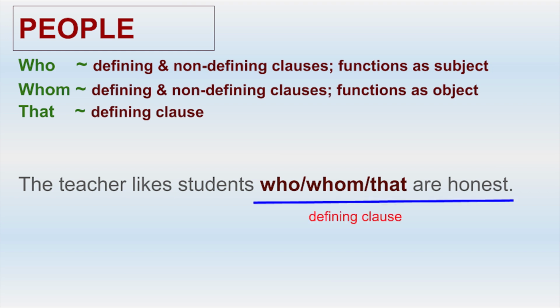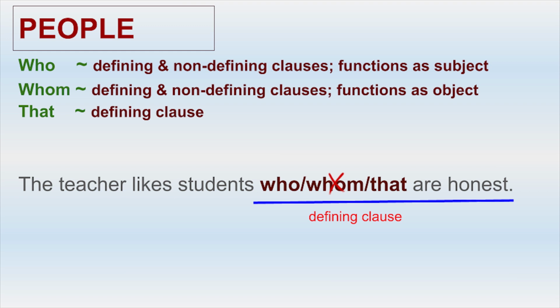Who, whom, or that: "honest" is in a defining clause, so all 3 relative pronouns could be used. But how are we to decide which one is correct? Who is a subject pronoun. It performs the action, so right away we know that we may take out whom.